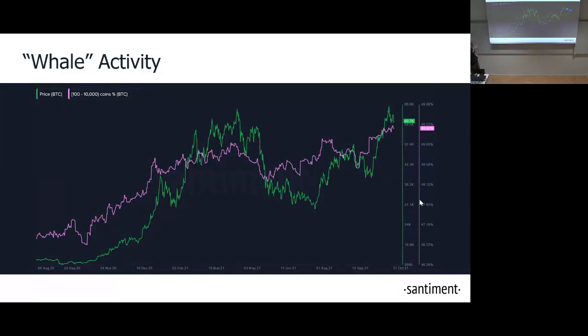What are we seeing here? This chart shows the total holdings of addresses that are holding between 100 and 10,000 Bitcoin. Quite a stretch, but these are all millionaire addresses, versus the price of Bitcoin over the last, what is it, like a year of data.